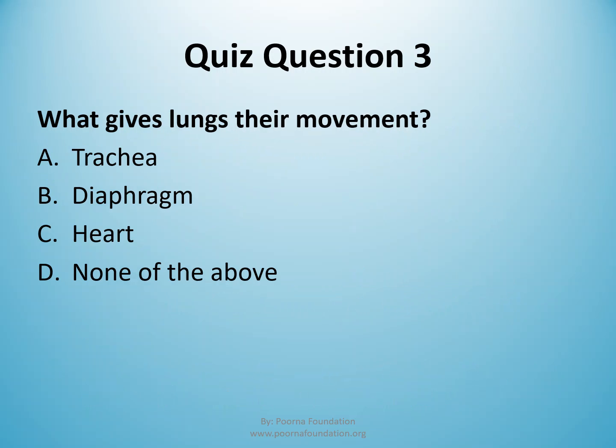Question 3. What gives lungs their movement? A. The trachea. B. The diaphragm. C. The heart. Or D. None of the above. The answer is B. The diaphragm.